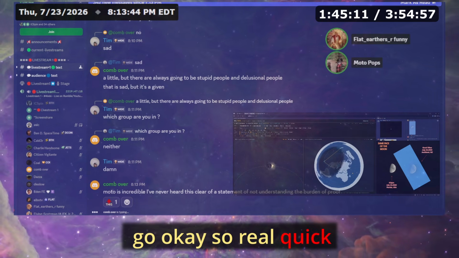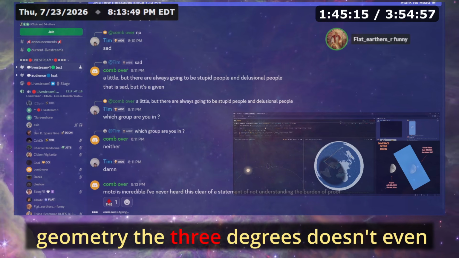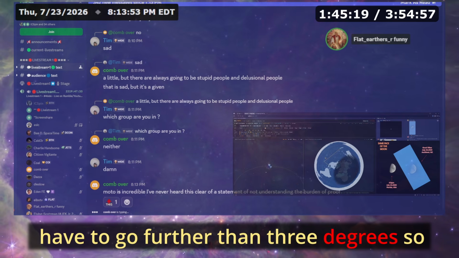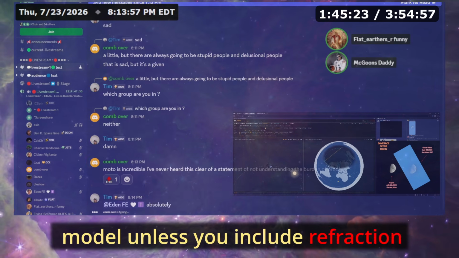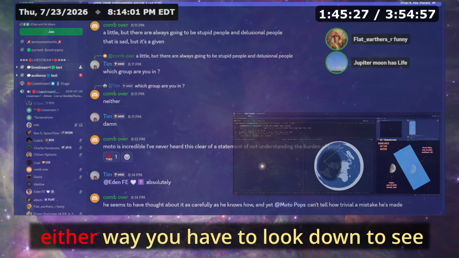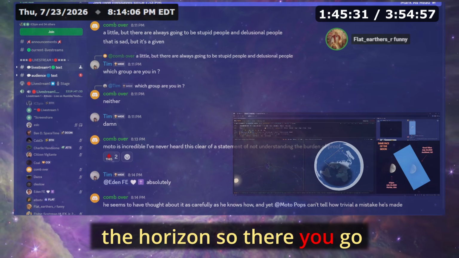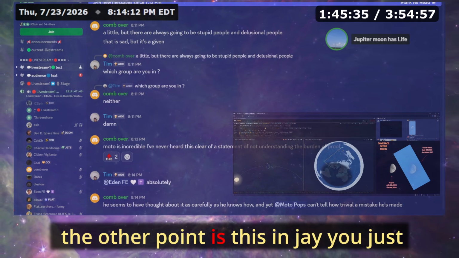So, real quick, Noah's actually right. If you just do pure geometry, the 3 degrees doesn't even let you touch the horizon. You actually have to go further than 3 degrees. So Noah's right. It doesn't match the globe model unless you include refraction. Okay. You have to. Either way, you have to look down to see the horizon. So there you go. It matches the globe model. Right. Exactly. And the other point is the disingenuous.